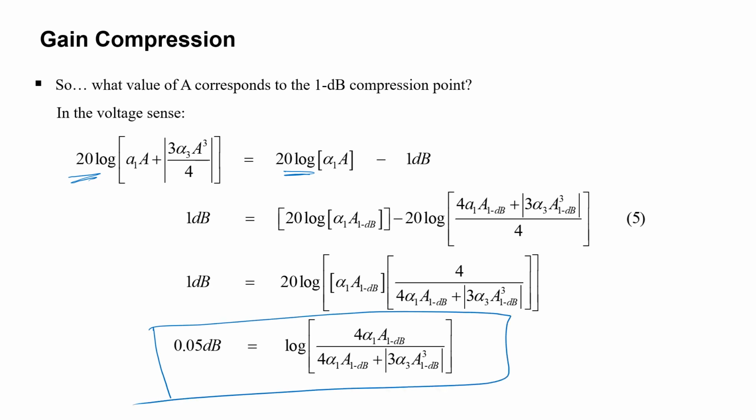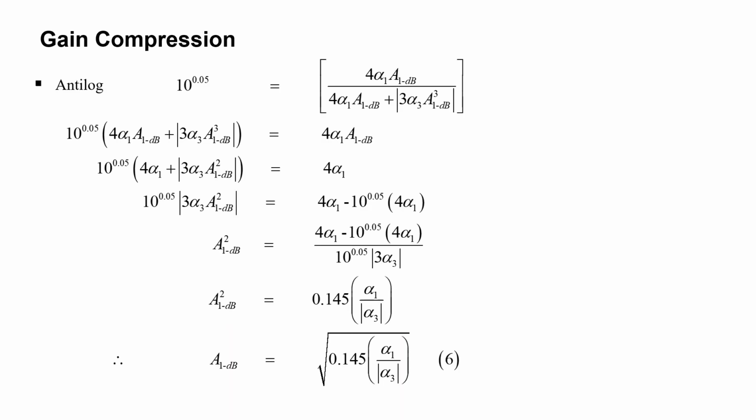That is, minus 0.05 dB is equal to log, and inside the bracket 4 alpha 1 a 1 dB compression point, because now this a is my a for the 1 dB compression point, divided by 4 alpha 1 a 1 dB compression point plus the magnitude of 3 alpha 3 a cube of the 1 dB compression point. Taking the anti-log on both sides, I will end up with 10 to the power 0.05, and this whole bracket form will be outside the logarithmic terms.